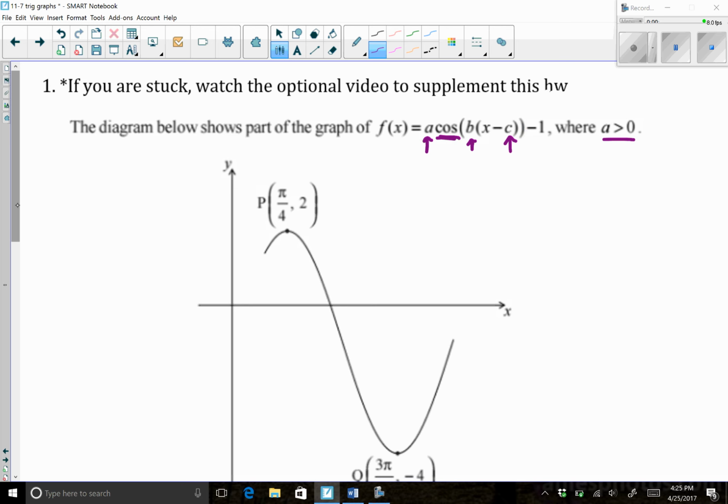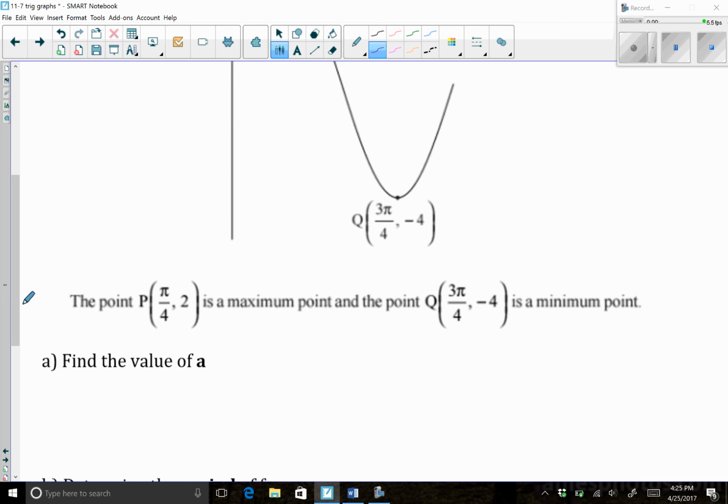So looking down a little bit into this problem, the point P is pi over 4, 2. It's a maximum. Point Q is 3 pi over 4, negative 4. That's a minimum point. And they're first starting this problem by asking us to solve for the value of A. Remember from class, that's our amplitude.